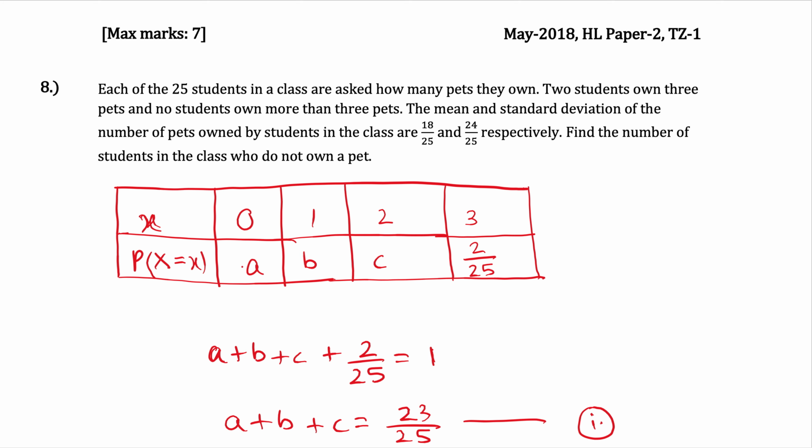And firstly, we know that the sum of these probabilities will equal 1. So I can write a plus b plus c plus 2/25 will equal 1. From here we find that a plus b plus c is equal to 23/25. And this is the first equation that we've derived.